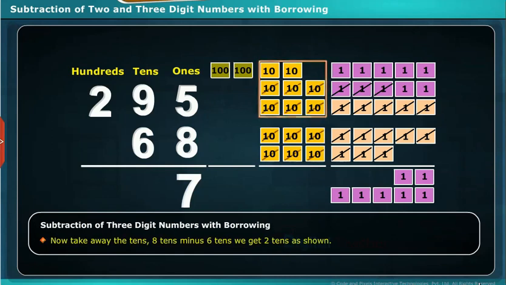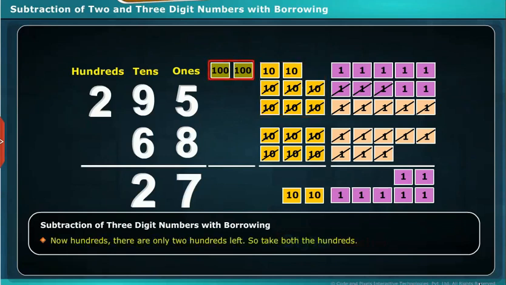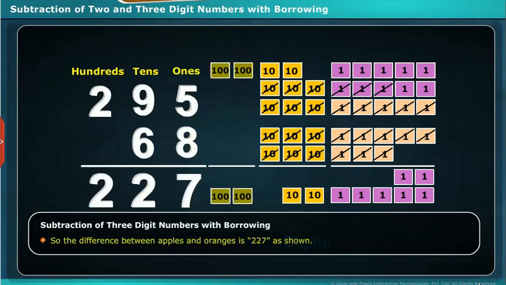Now take away the tens, 8 tens minus 6 tens, we get 2 tens as shown. Now hundreds, there are only 2 hundreds left, so take both the hundreds. So the difference between apples and oranges is 227 as shown.